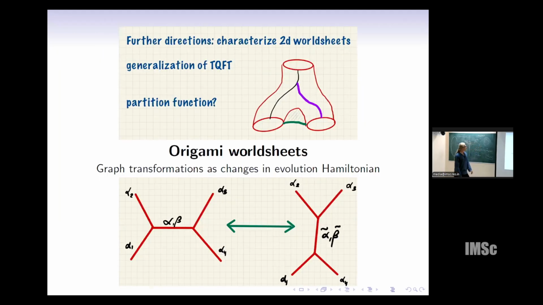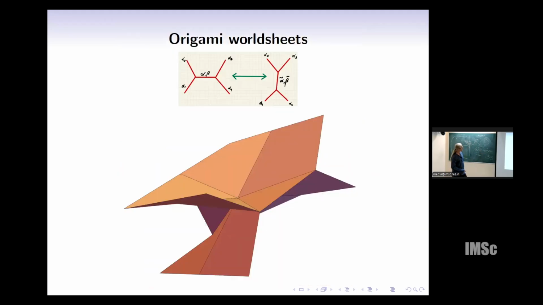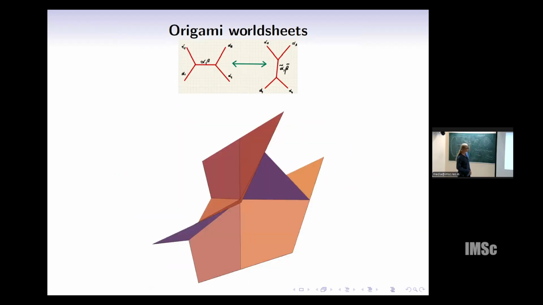Okay. Then in addition to evolution Hamiltonians, we can also add those graph transformations. Oh yes, these are pictures which I engineered using Mathematica.